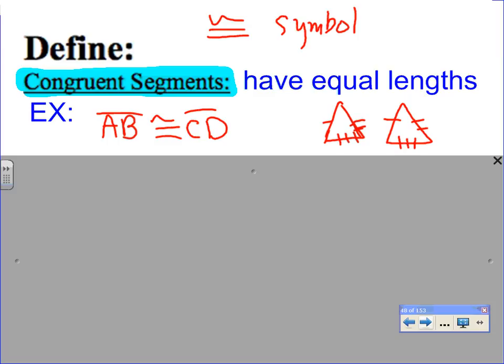Drew, you're not playing on your calculator, are you? Of course not, right? Any other questions on congruent?